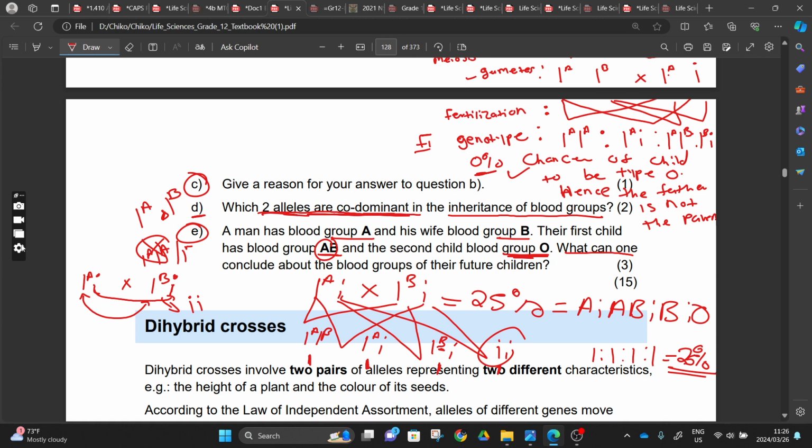How you explain it is up to you, but they just want what one can conclude. You can conclude this based on these crossings. The next week we'll do dihybrid cross. Tomorrow I will do dihybrid cross. So today, let's go and do other questions.